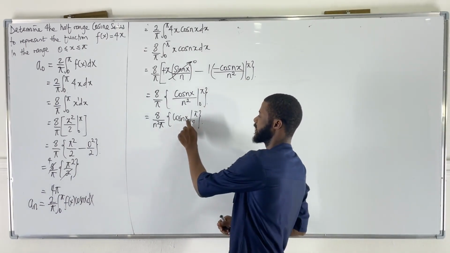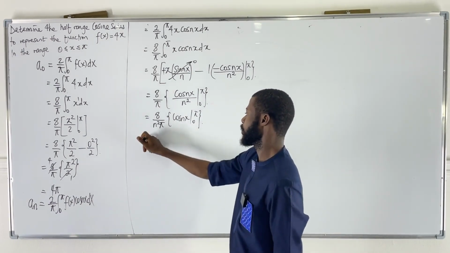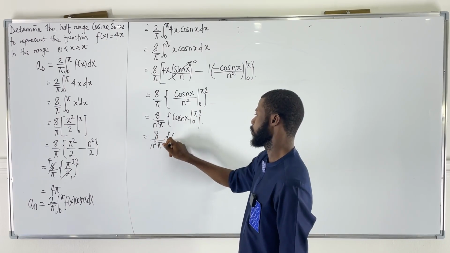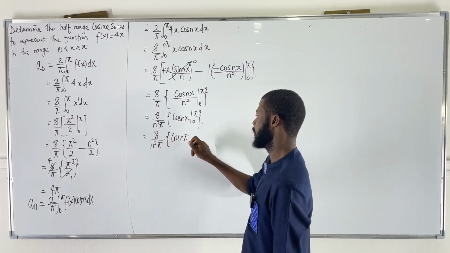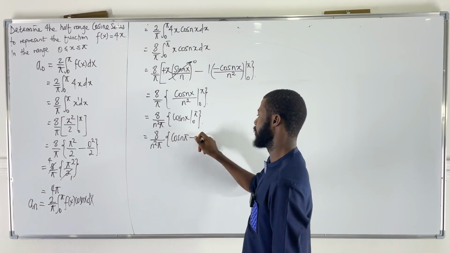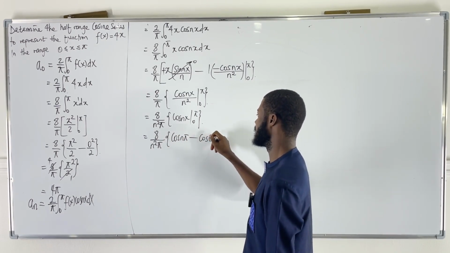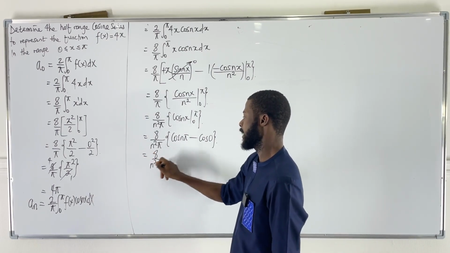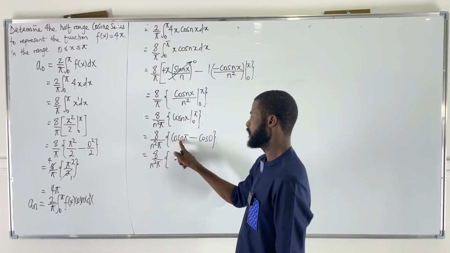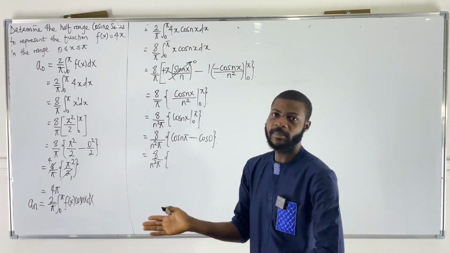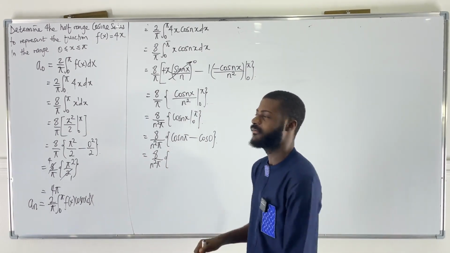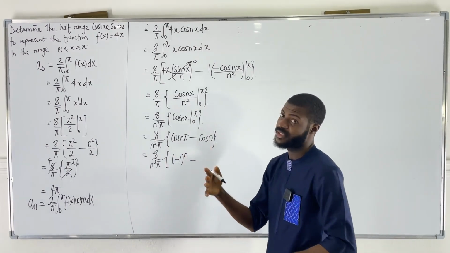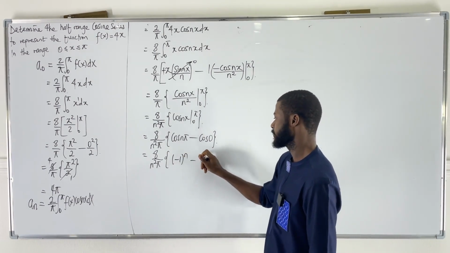Now, anywhere I see x, I'm going to be putting pi. So this will become 8 over n squared pi into cos n pi, that's the upper limit, minus cos 0, lower limit. Now, what is the value of this? It's a special value, right? Cos n pi is equal to minus 1 to the power of n. Then cos 0 is also a special value, 1.